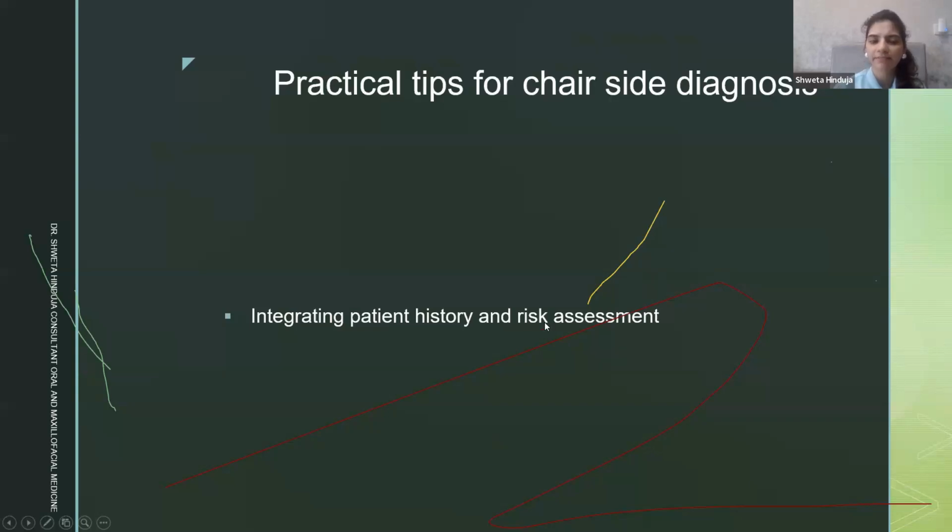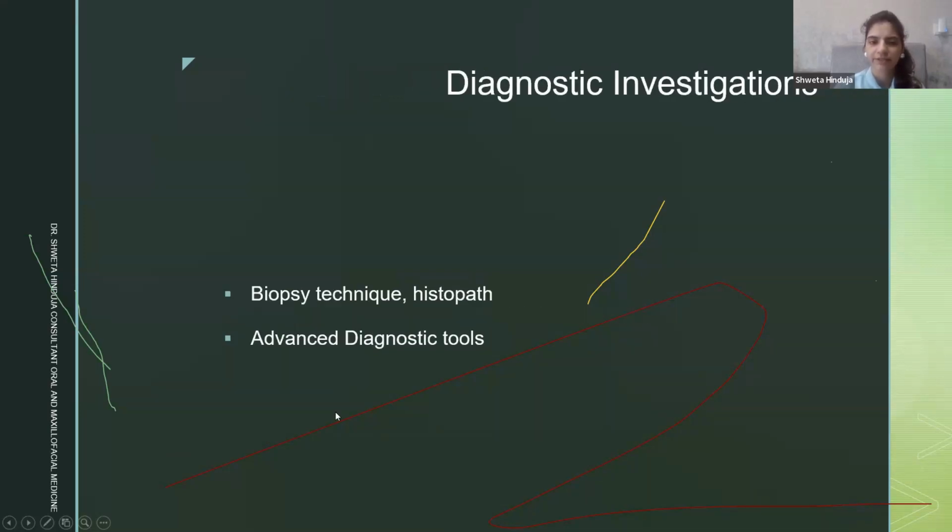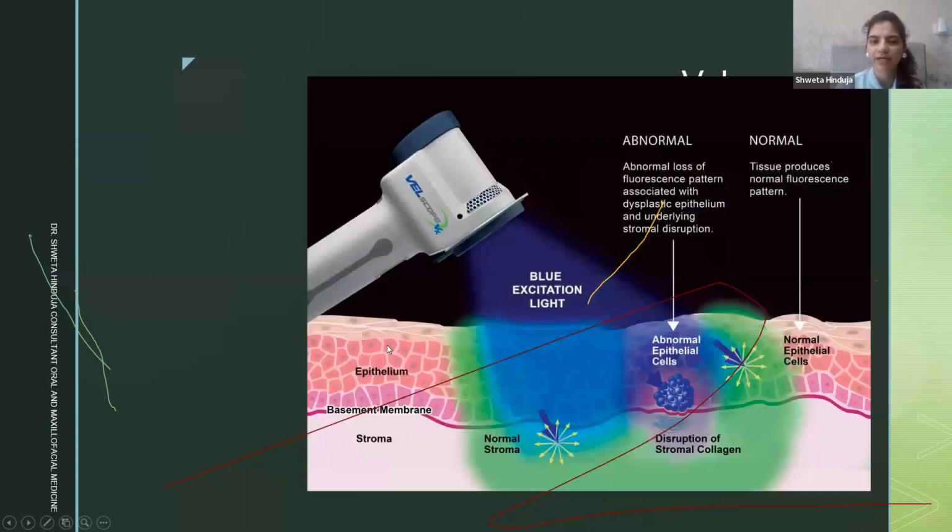So practical tips for chairside diagnosis. Basically, we have to integrate the patient's history, assess the risk that the patient will be at, and make the diagnosis for the patient. So we need to do the biopsy for cases that are relevant, and advanced diagnostic tools of imaging have to be taken into consideration. So this is a Wellscope. Wellscope is basically a chemofluorescence technique, that is, light will produce fluorescence.